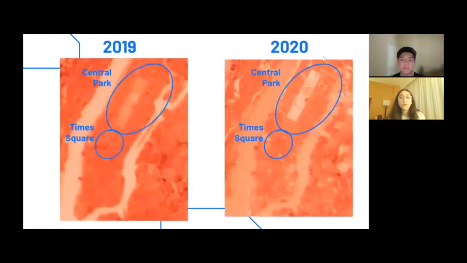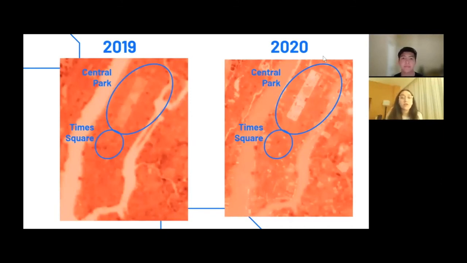So also we use QGIS to create these thermal maps. In these maps, the darker the red is, the hotter the temperature, and the lighter the red is, the cooler the temperature. So we have 2019 and 2020 depicted here, and you can see that 2019 does have a darker red compared to 2020, meaning it has hotter surface temperatures.